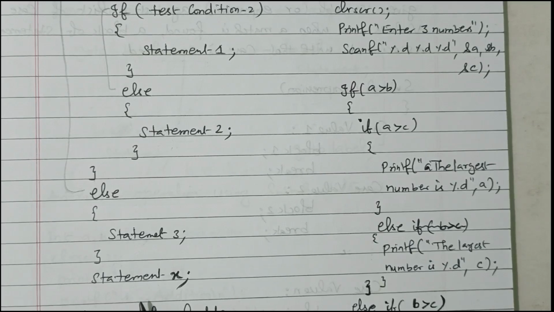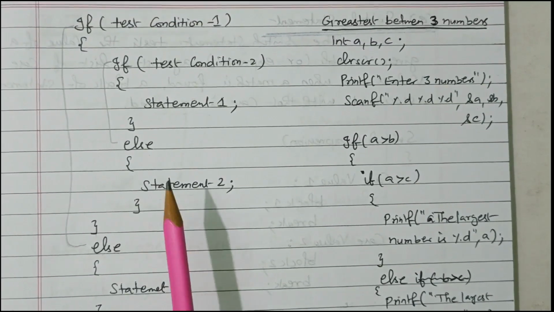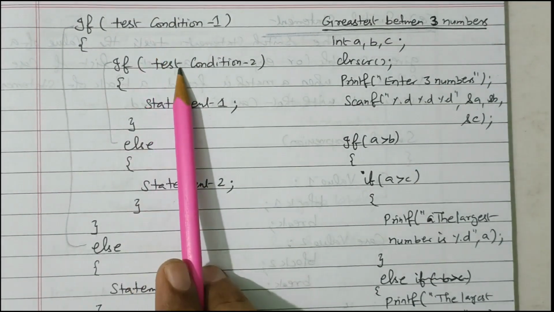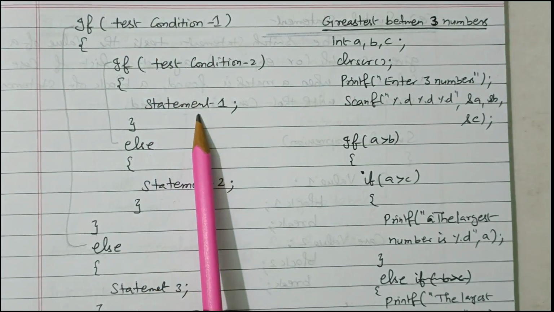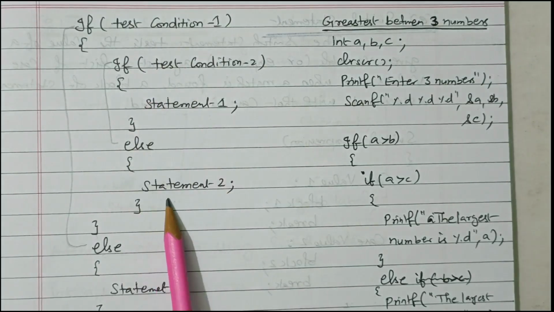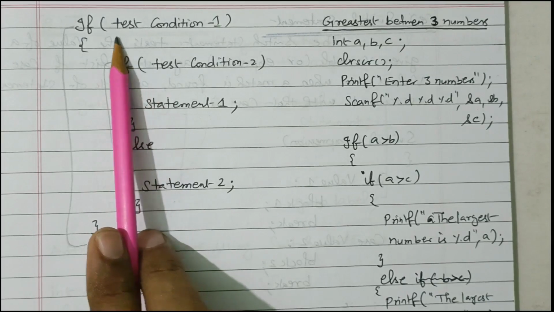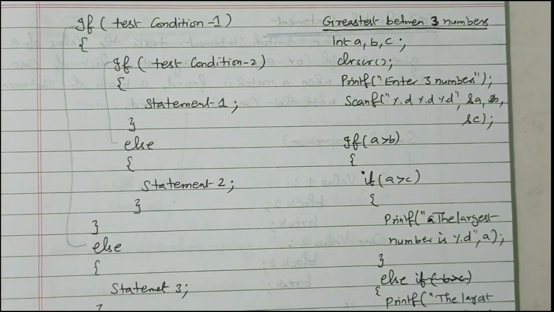So in this syntax, we used two test conditions. If the two test conditions are verified one by one and both are true, statement 1 will be executed. Test condition 1 true and 2 false, statement 2 will be executed. Test condition 1 itself false, it will directly go to the else part and statement 3 will be executed. So we are verifying more than one condition in a series. That's why it is called a nested if statement.